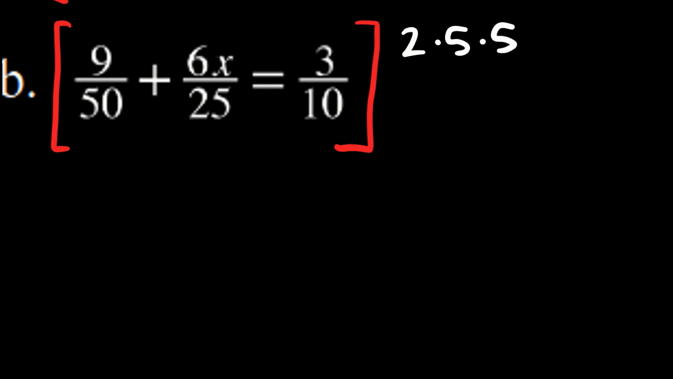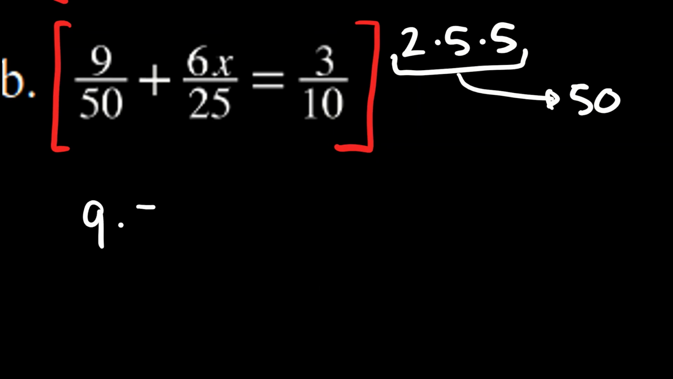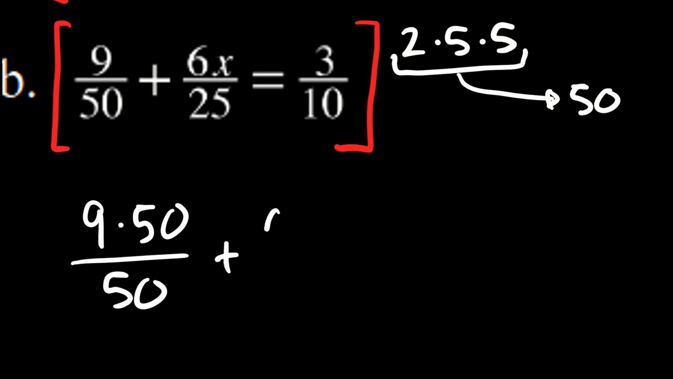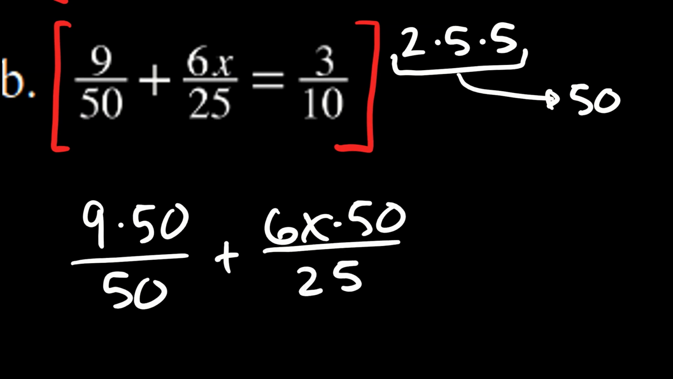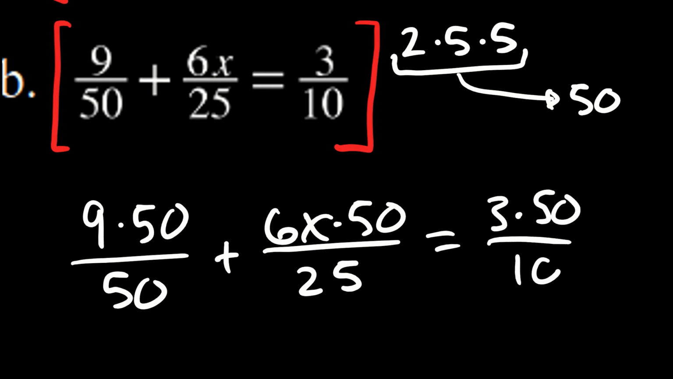So let's do that. Let's just multiply everything by 50. In fact, I'm going to take a chance. I'm going to write this as the number 50, but I can refer to it over here if I need help with identifying giant ones. So this is going to become 9 times 50 over 50, plus 6x times 50 over 25, equals 3 times 50 over 10. Everybody got a 50. So first thing I notice is that that's gone.